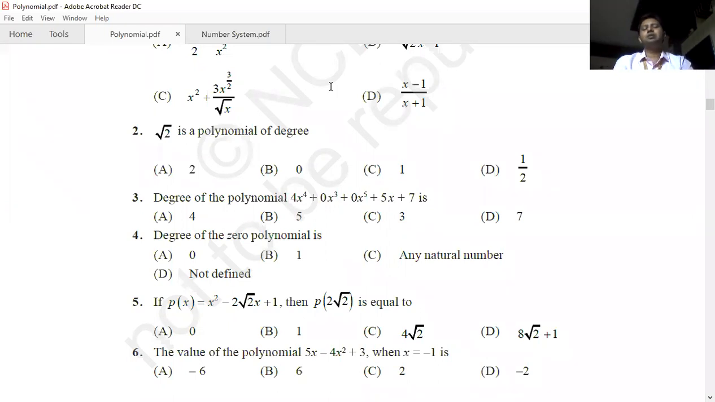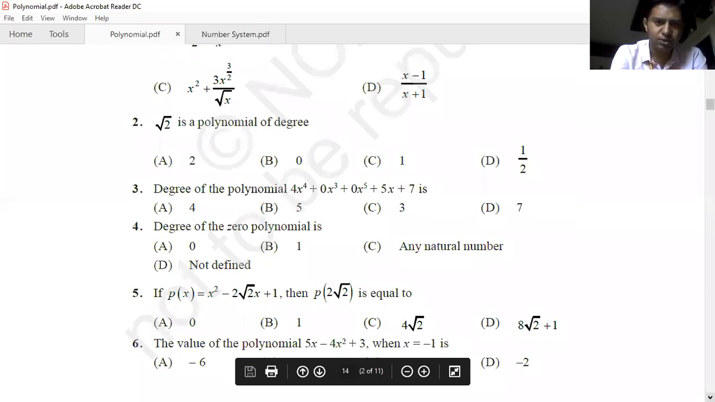We can write 0 as 0 into x raised to power 1 also, and 0 into x raised to power 100 also. We can write 0 as 0 into x raised to power 1000 also. So the degree of 0 is not defined. We can write any number in the form of 0 into x raised to power something. Let's move on to good questions.